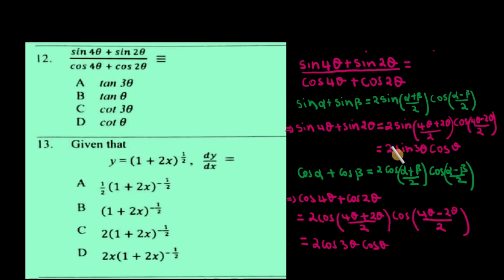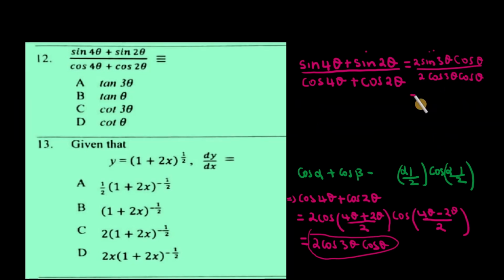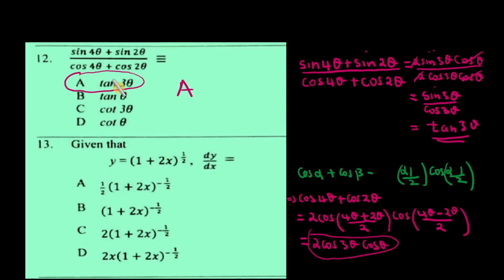Here the numerator will be this, that is 2 sin 3 theta cos theta, all over the denominator, which is this, that is 2 cos 3 theta cos theta, which equals sin 3 theta over cos 3 theta, since cos theta cancels cos theta and 2 cancels 2. Sin 3 theta over cos 3 theta equals tan 3 theta. Tan 3 theta is option A, that is this one.